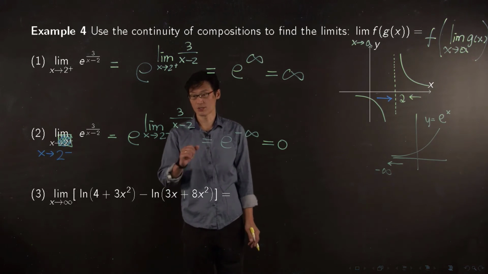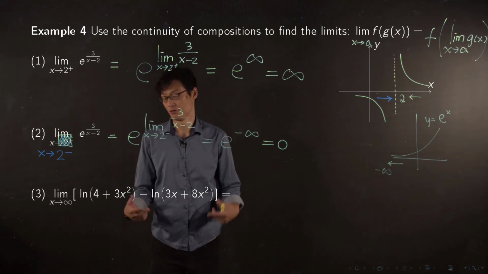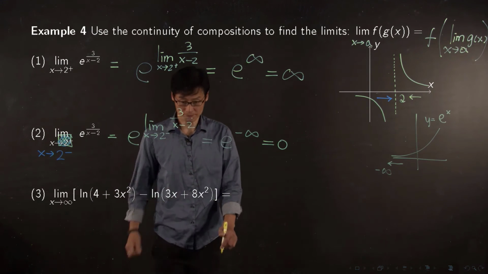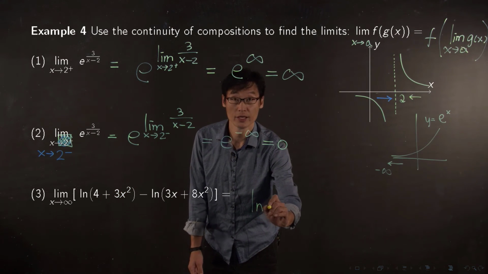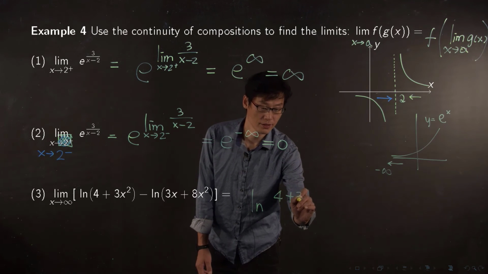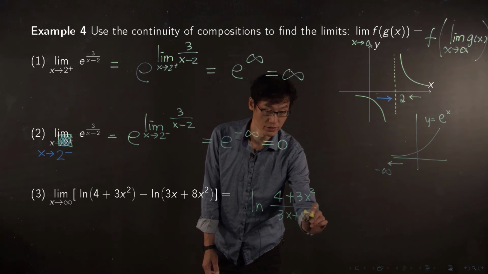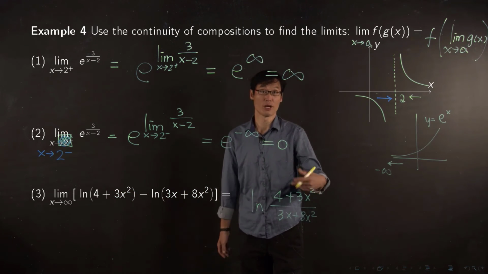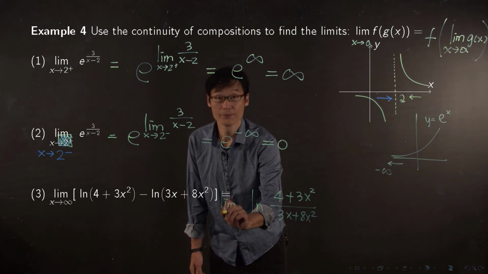Okay, for the last example, we can use the property of the natural log. So ln A minus ln B, we can put them together inside a single log: ln of A over B, with 3x plus 8x squared. So ln A minus ln B is ln of A over B. So we are using the property of the natural log. And then we want to take the limit.